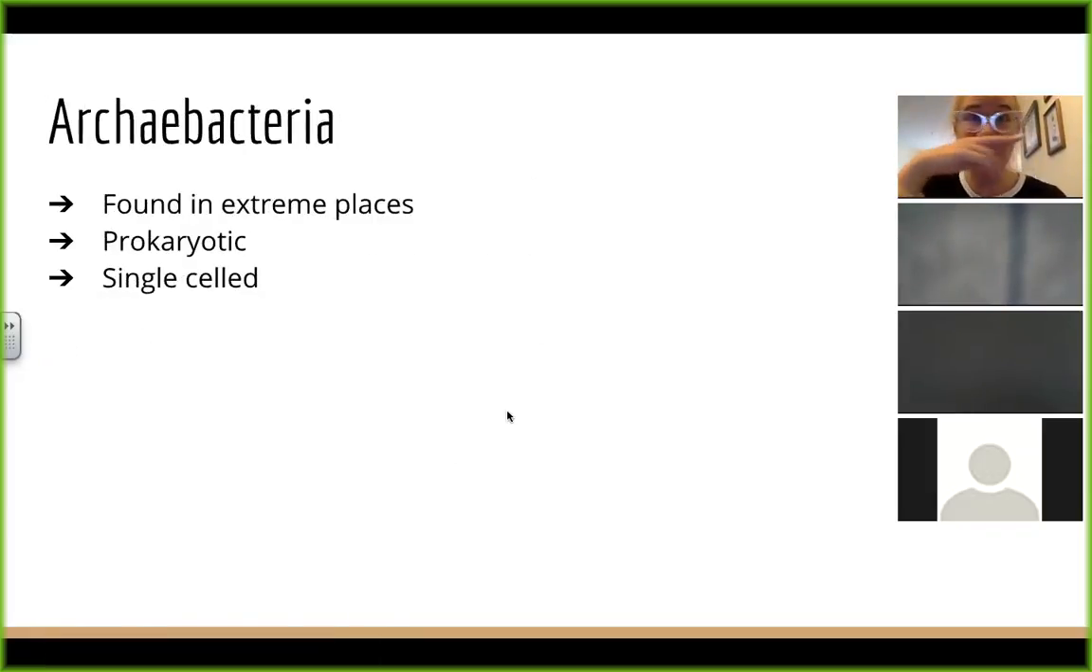We also have the archaebacteria, right? Really not much to say about them. They're found in extreme places. They're prokaryotic. They're single-celled. These are the bacteria found in volcanoes, right? These are the bacteria found in deep sea vents where nothing else is living.